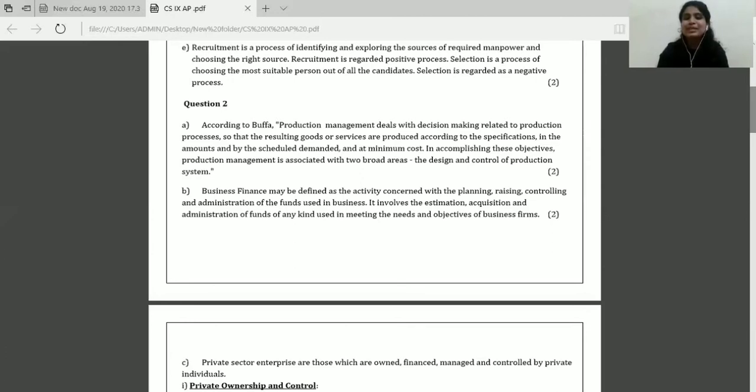What do you mean by business finance? Now, again, this is not a definition. So you can always go and write the answer in your own words, right? So business finance may be defined as an activity concerned with planning, raising, controlling, and administration of funds used in business. It involves estimation and acquisition and administration of funds of any kind used in meeting the needs and objectives of business firms. So this is how you can write your answer.